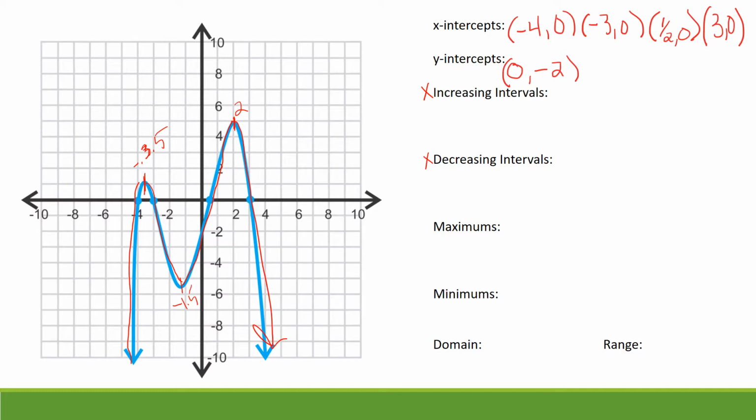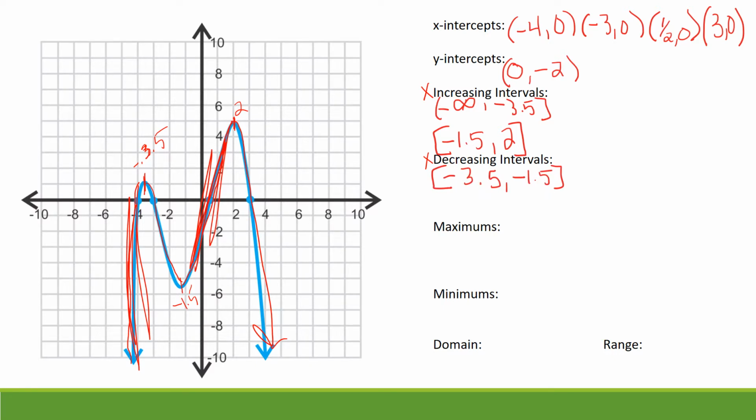So we have two intervals that we're increasing. It's this part of the graph, right? And this part of the graph. So when we write those intervals, we use the numbers for the x values on those points. So my first interval is going to be -∞ to -3.5, and then my second interval is going to be -1.5 to 2. Remember, we use brackets for when it's included and then parentheses when it's not included. So we always use parentheses around the infinities, okay?